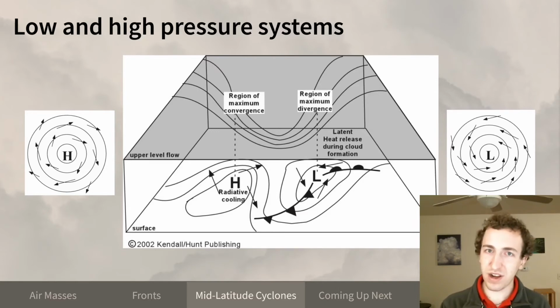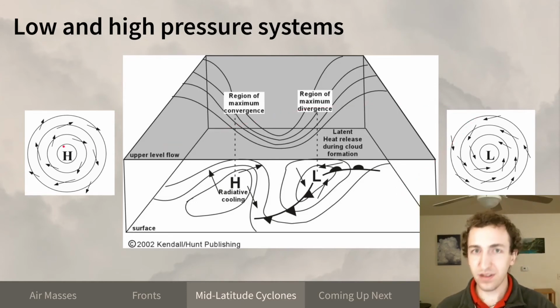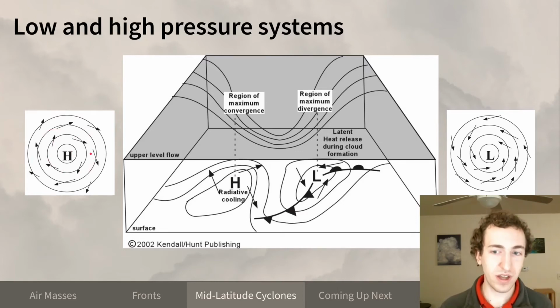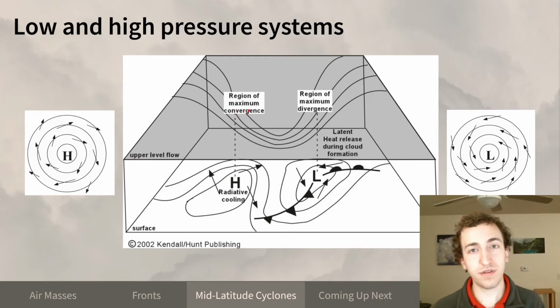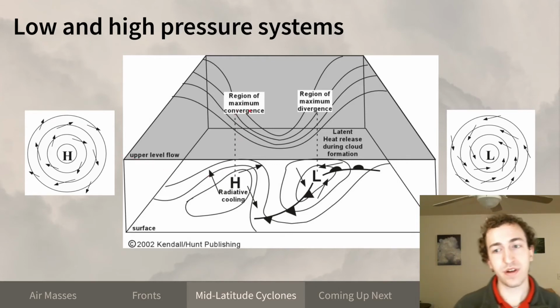So again, I talked about it before. High pressure systems in the northern hemisphere rotate in a clockwise direction. There tends to be divergent airflow that's rotating around the high pressure centers, and they are located below regions of convergence in the upper atmosphere.